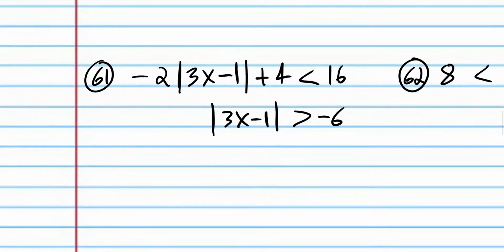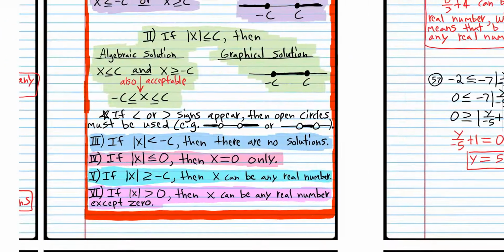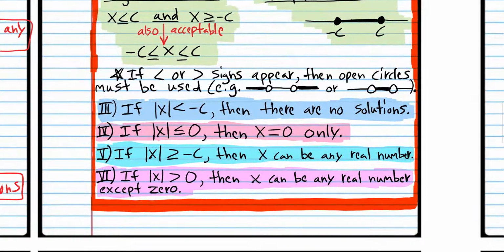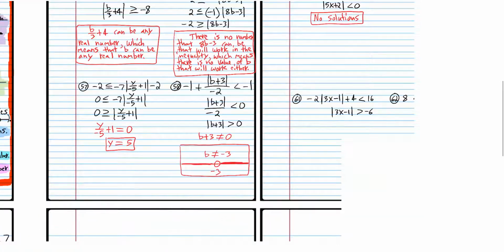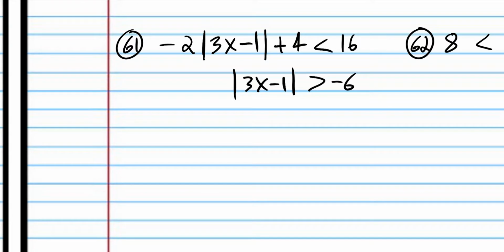And now, it doesn't matter what we plug in for x, it's always going to make it bigger than -6. So absolute value is greater than a positive number. That would be this situation. The part inside the absolute value can be any real number. So we can just say x can be any real number.